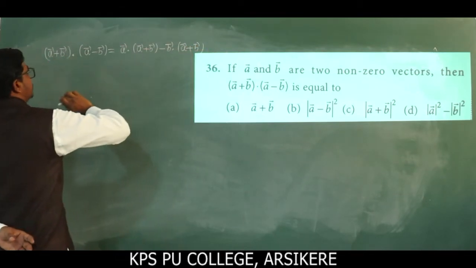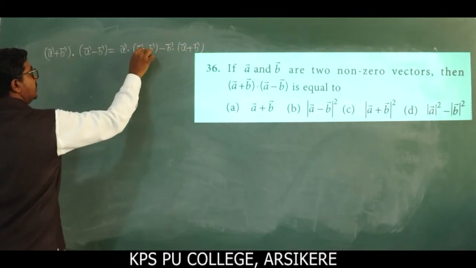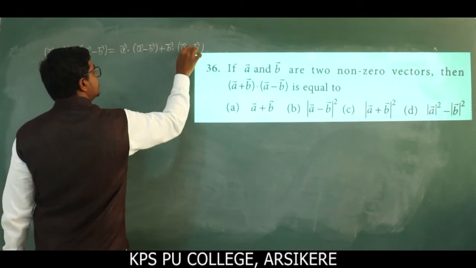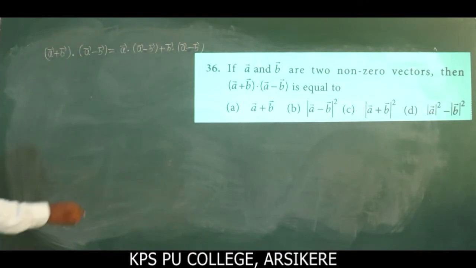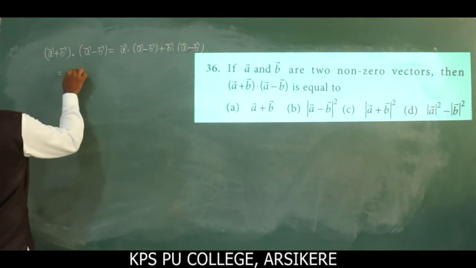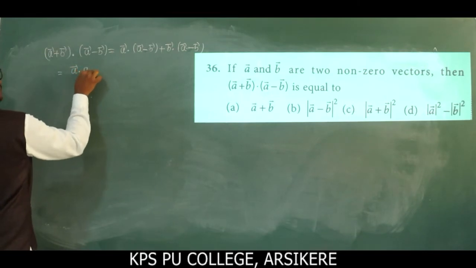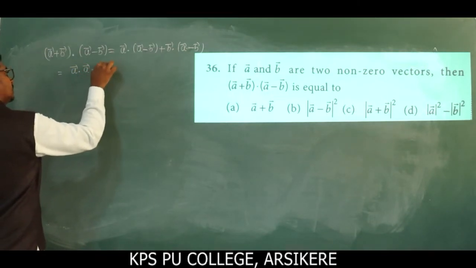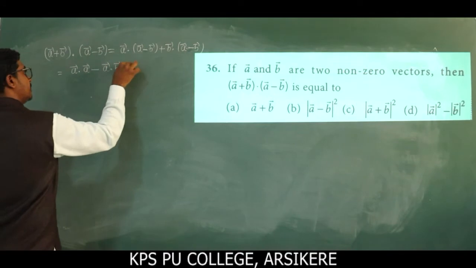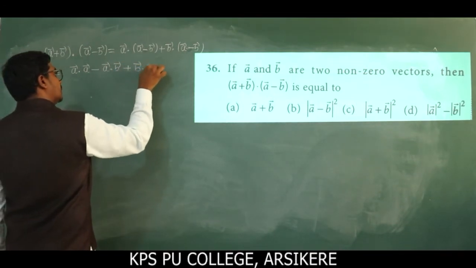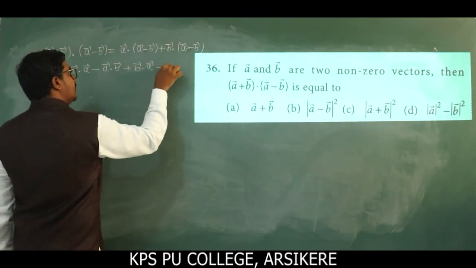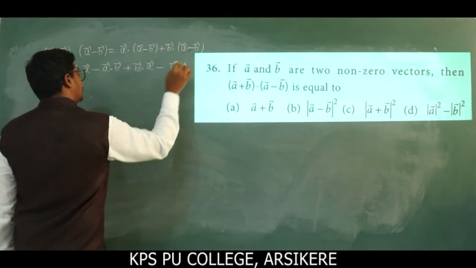Sorry, I forgot this one. First here A minus B and here plus B, and here this is minus. Then simplification: A dot A, first one vector A dot vector A, minus vector A dot vector B, plus vector B dot vector A, minus vector B dot vector B.